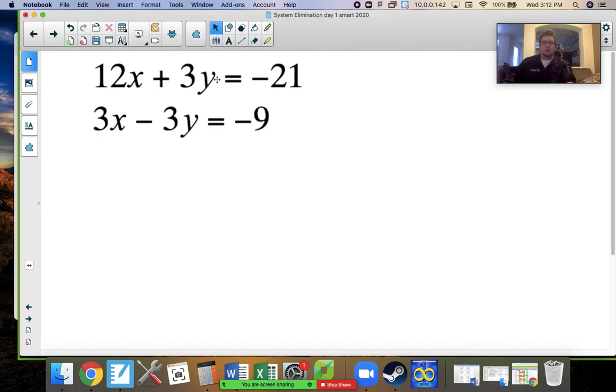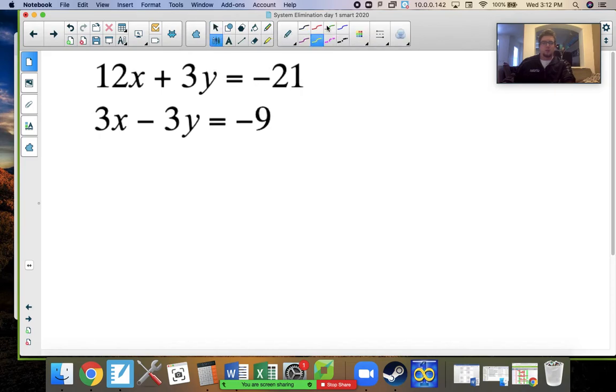So again, we want to check this first part of the problem. Is everything lined up? Yes, the x's are lined up, the y's are lined up, equal signs are lined up, numbers are lined up. And we luckily have 3's in front of both of our y's. Again, 1's plus, 1's minus. So we're going to add everything together.